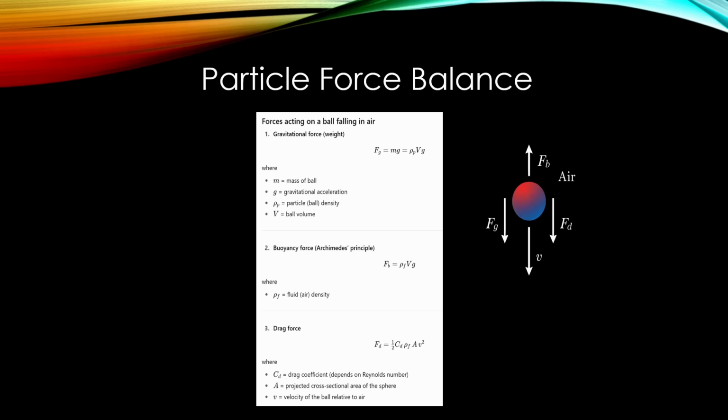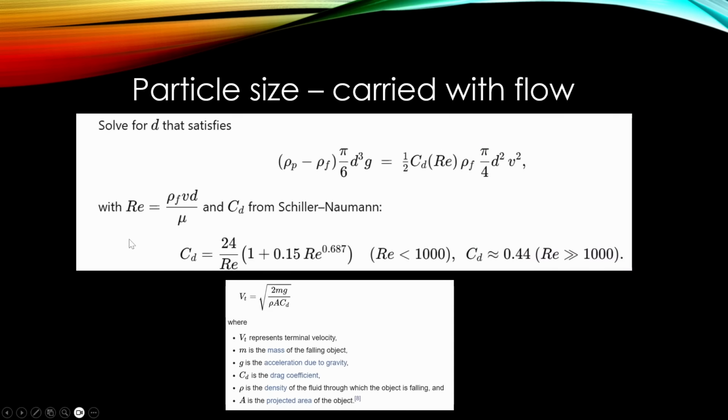If we look at the force balance of particles, we have of course gravitational force, and because those particles are displacing some air, we will have also buoyancy force. And because those particles are moving, we have this drag force. And if we want to solve this force balance, we will end up to quite complex equation. And that's because there is this drag coefficient, which is a function of a Reynolds number.